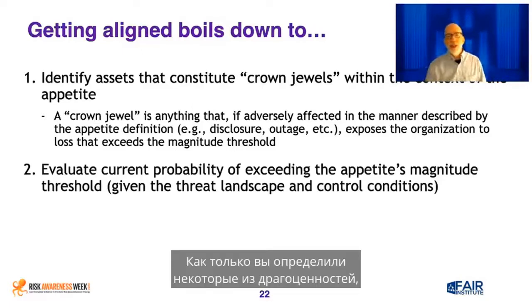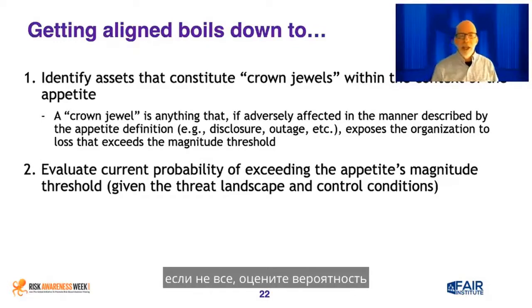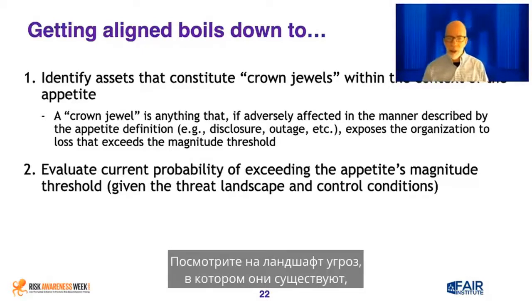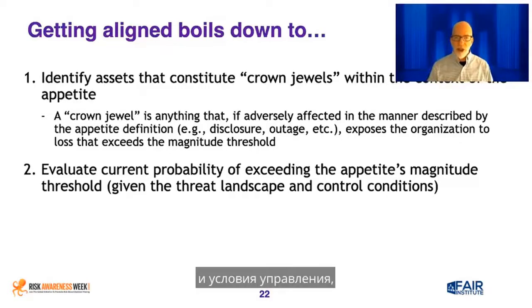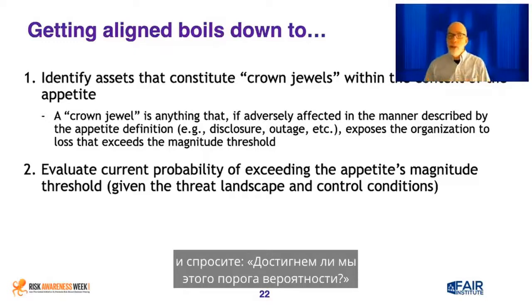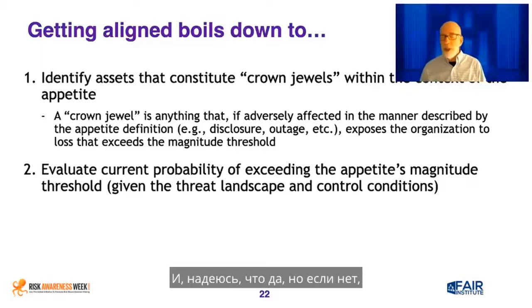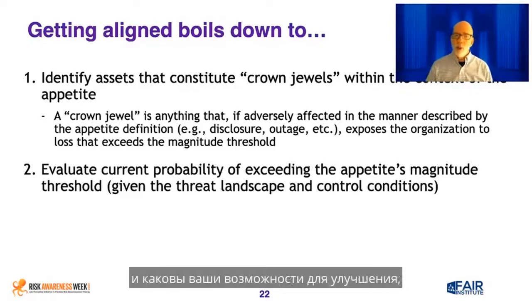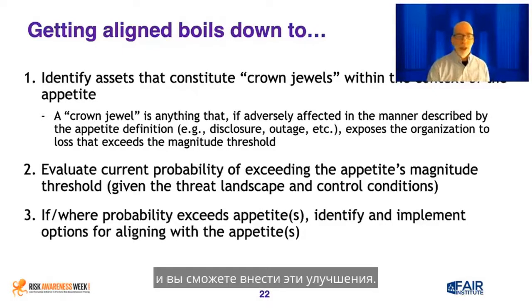And then once you've identified some of your crown jewels, if not all of them, evaluate that probability of exceeding the appetite's magnitude threshold. Look at the threat landscape they're existing in and the preventative control conditions around them, and say, are we meeting that probability threshold? And hopefully you are, but if you're not, you can identify specifically why you aren't and what your opportunities are for making improvements, and make those improvements.